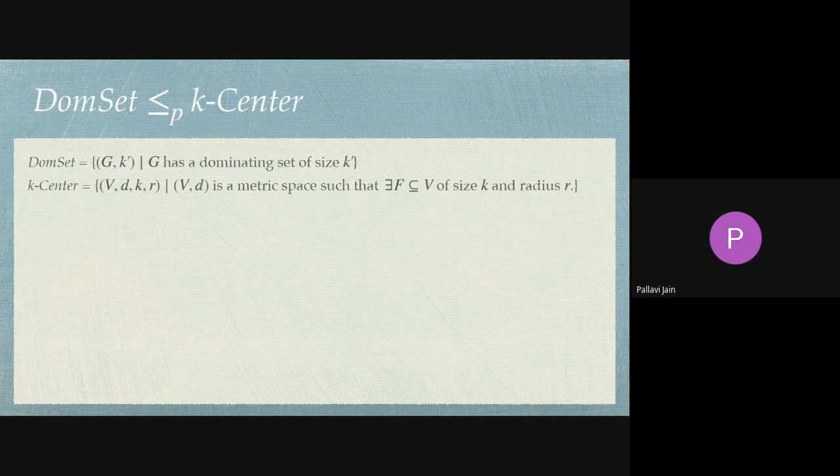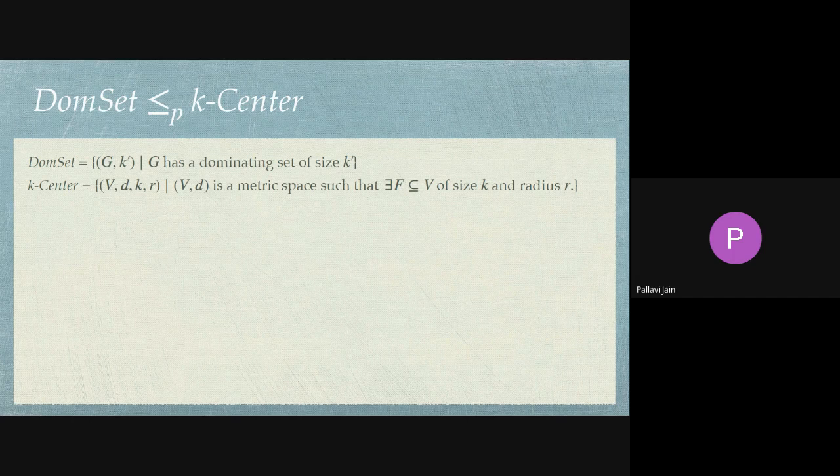So in the optimization problem, you get this. Let me define it this way. We get this tuple V, d, K, R. I will define what a metric space is. The problem asks to determine whether (V, d) is a metric space such that there exists a subset F of V of size K and radius R.